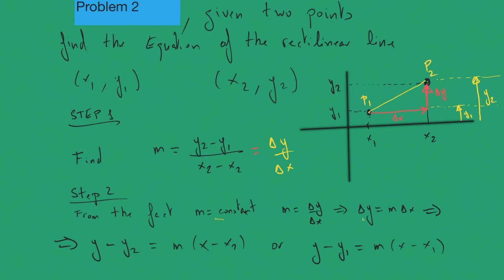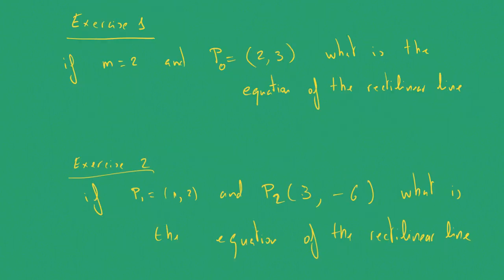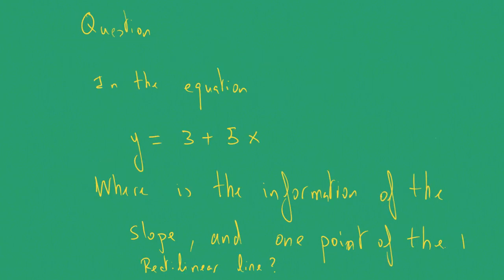Okay, so the exercise we have done in class, you repeat it. Something similar we have done. If m equals 2 and the point P is (2, 3), what is the equation of the rectilinear line? Easy. And the second one, if I give you 2 points, this point (1, 2) and (3, -6), what is the equation of the rectilinear line? You do it. You can do it, for sure you can do it.